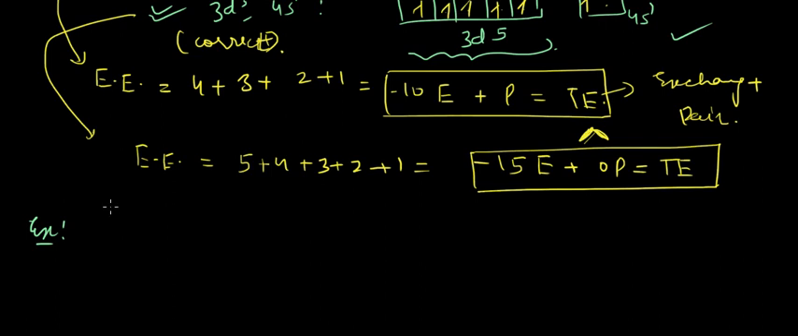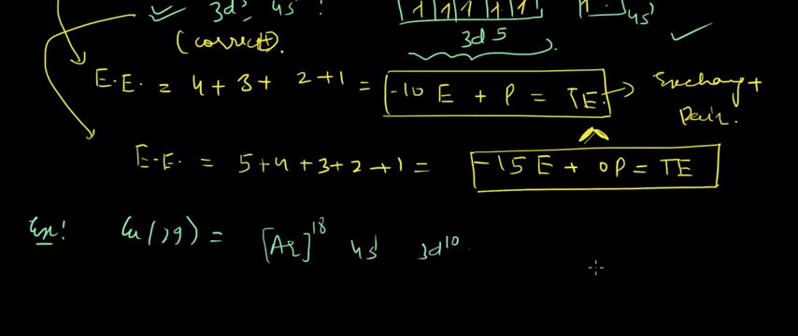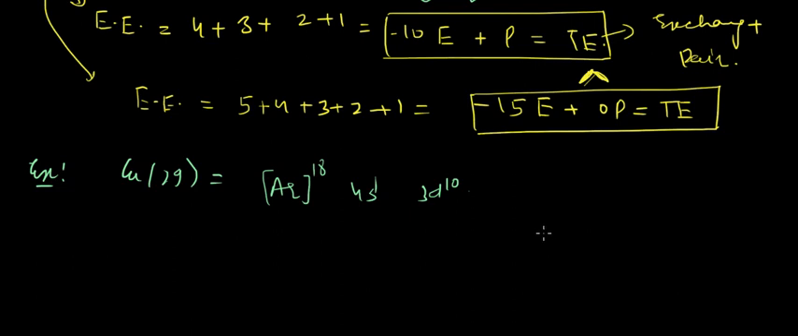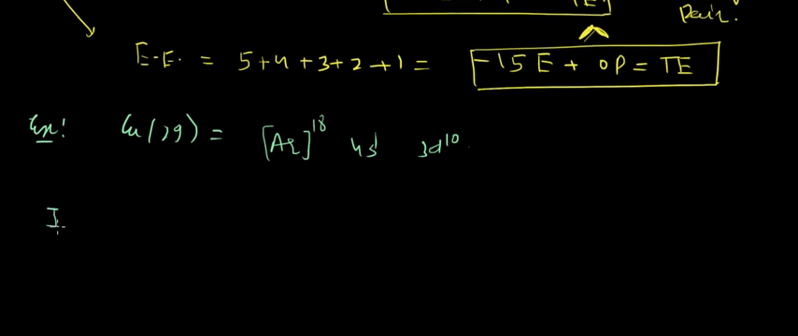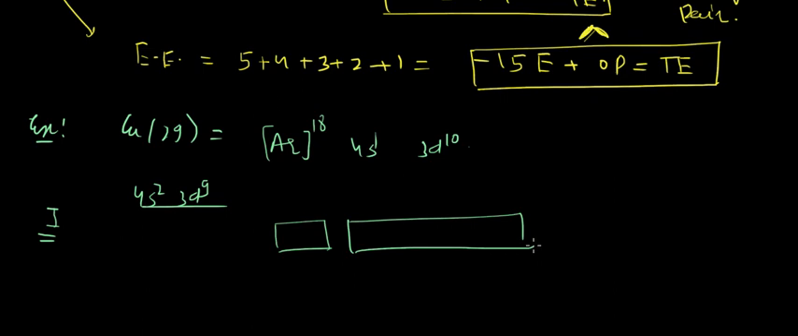So suppose we have copper 29, so the configuration would be nothing but Ar 18, then we have 4s1 and 3d10. We have to calculate the exchange energy and pairing energy in this case. So the first case could obviously be 4s2 and 3d9. Okay, so in that case we would have 4s2 here, 3d9 here, 1 2 3 4, 4s2 here and 3d9 here.